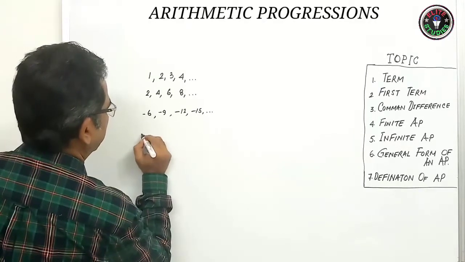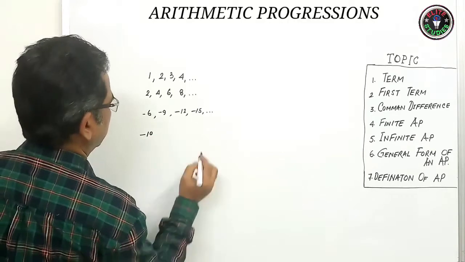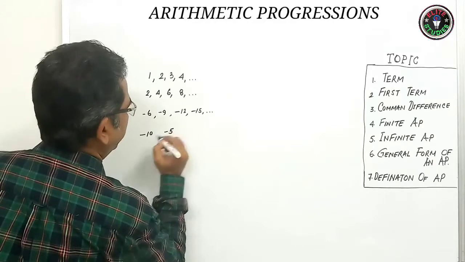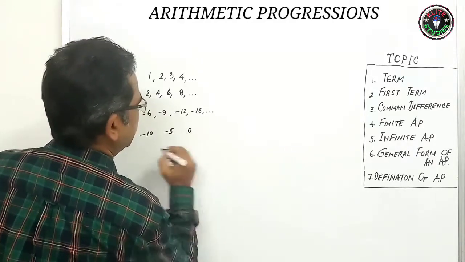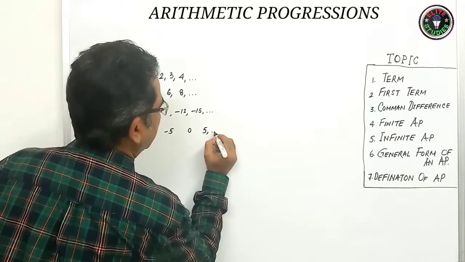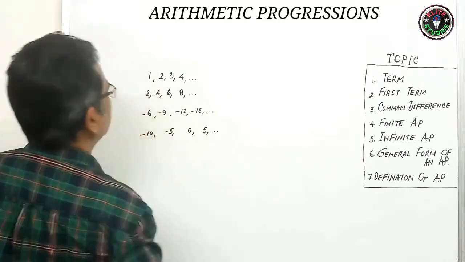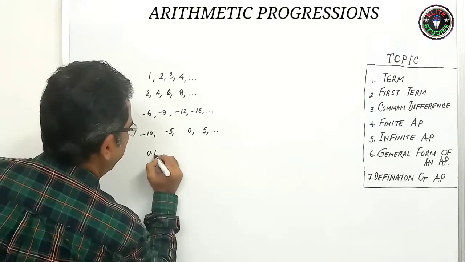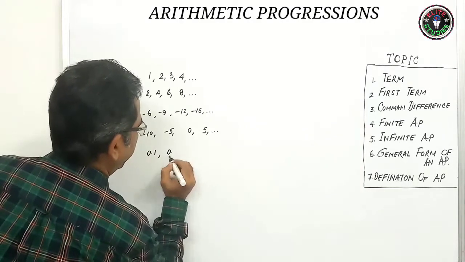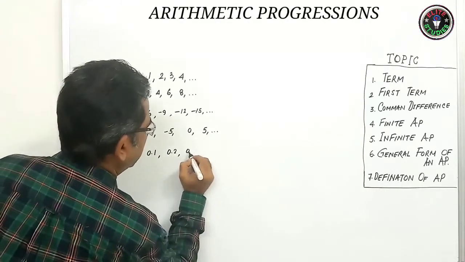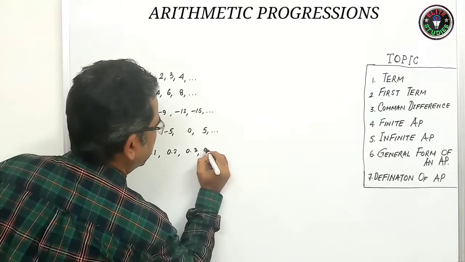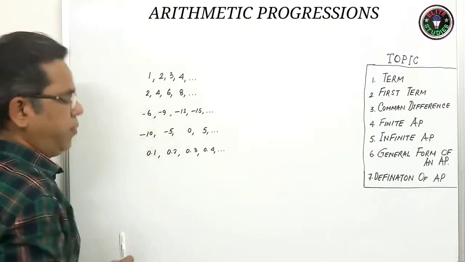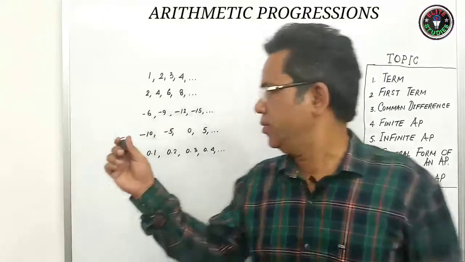Suppose -10, -5, 0, 5, ... Then 0.1, 0.2, 0.3, 0.4. So you might be thinking what I am writing.